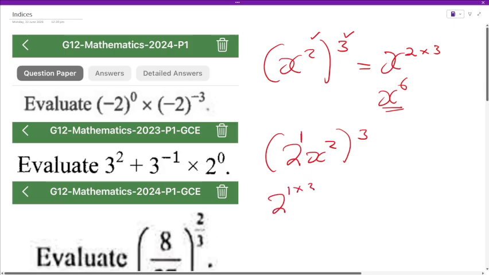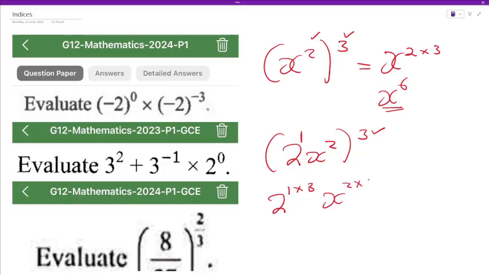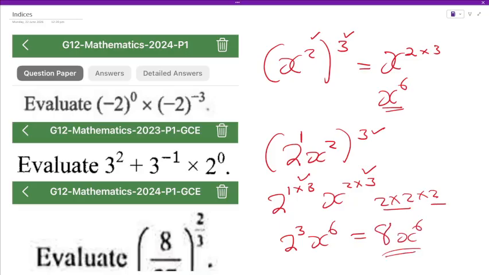So meaning it's going to be 1 times the 3, which is outside there, and then the x will also be 2 times the 3 outside there, meaning what you get, you're going to say 2 to the power 3 x to the power 6. 2 times 3 is 6, 1 times 3 is that one there, which you can then simplify. 2 to the power 3 will give you 2 times 2 times 2. 2 times 2 is 4, times 2, that is 8, x to the power 6.